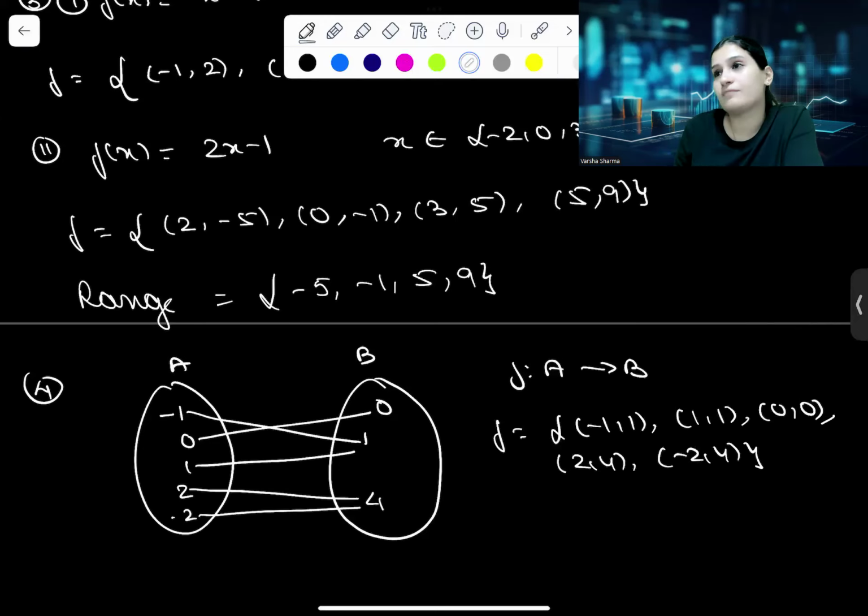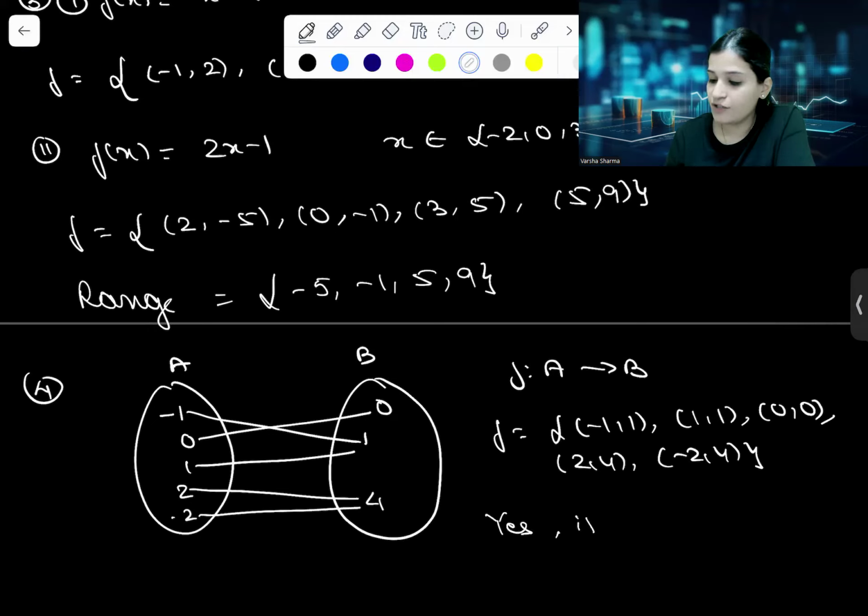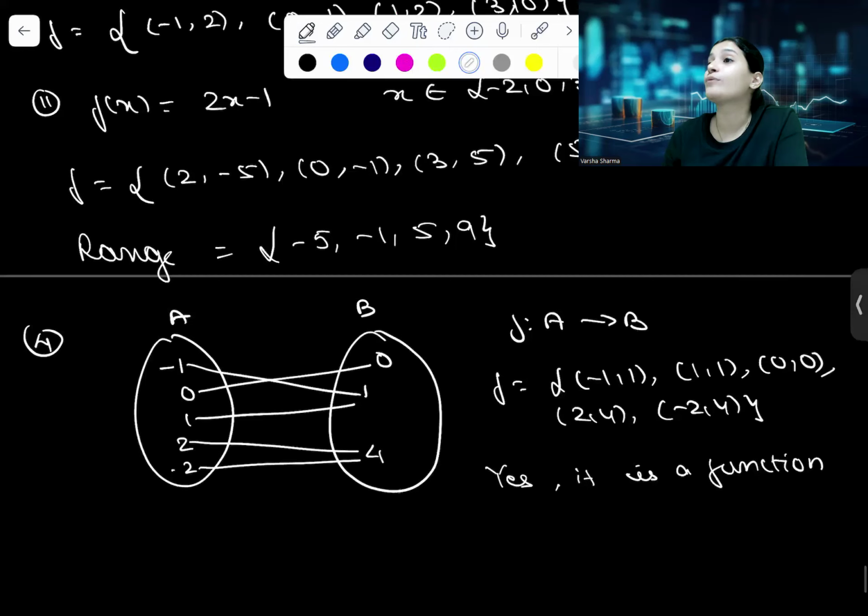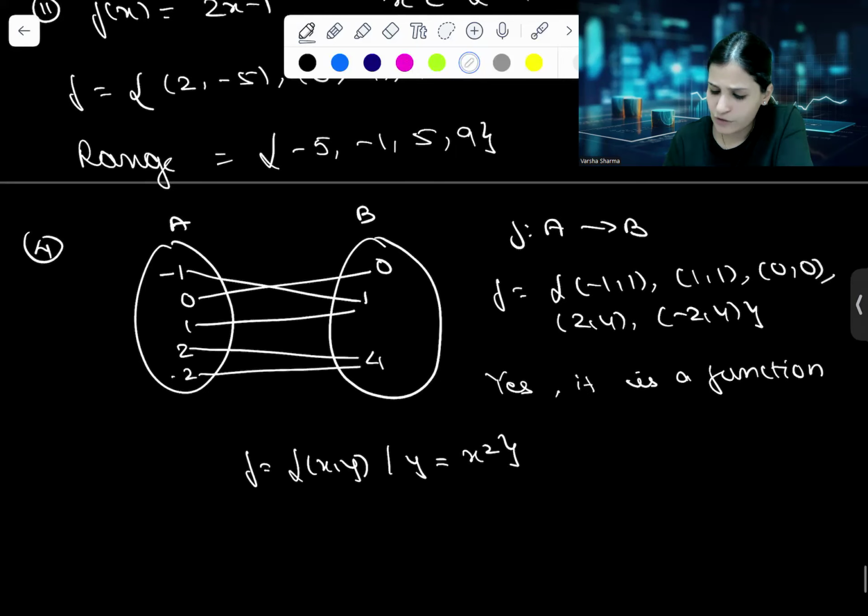So is it a relation? Yes. Is it a function? Yes, ma'am, it is a function. All the elements are paired and are paired with only one. What do we need? Also find the rule. That means an equation. So can we find an equation between them? Y is equal to square of x. We could have also written it as f of x equal x square, any which way, where x belongs to A.